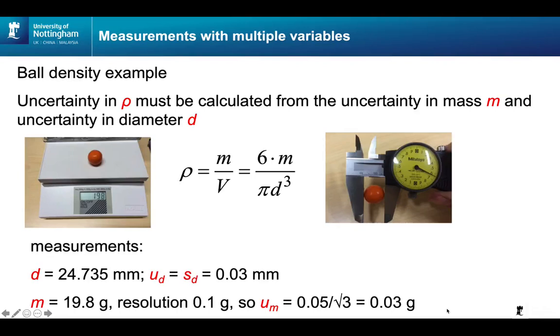The mass was 19.8 grams, and we're saying that the resolution of the mass scale we're using, and you can see that from the digital reading in the picture, is about 0.1 grams. So modelling that as a rectangular distribution, we say that the uncertainty is 0.05. Notice 0.05 because it's 0.1, so we need to divide that by 2√3, equals 0.03 grams. So that's the uncertainty in the mass measurement.